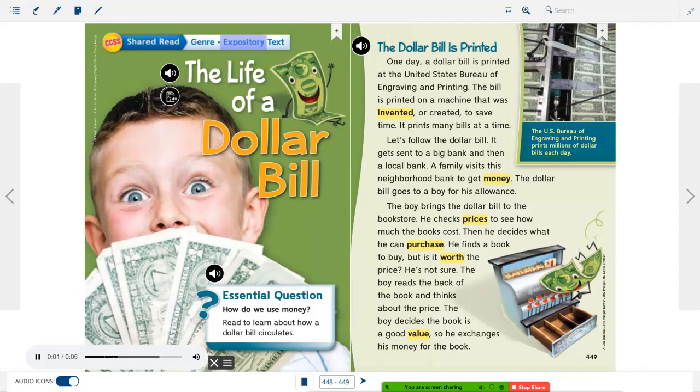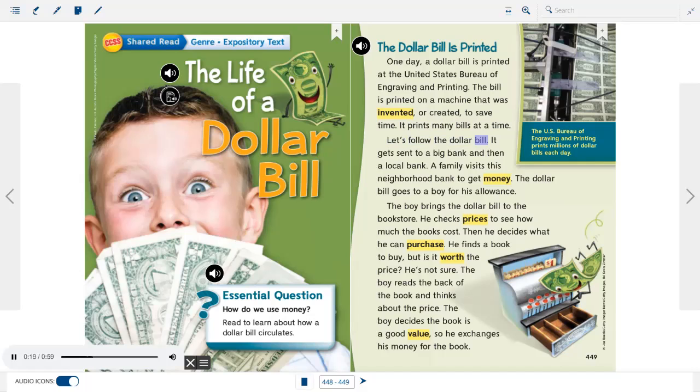Genre: expository text. The Life of a Dollar Bill. Essential question: how do we use money? Read to learn about how a dollar bill circulates. The dollar bill is printed. One day, a dollar bill is printed at the United States Bureau of Engraving and Printing. The bill is printed on a machine that was invented or created to save time. It prints many bills at a time.